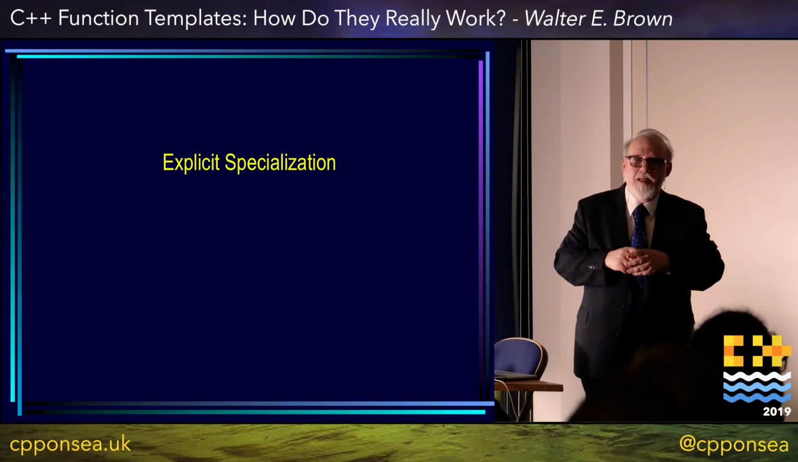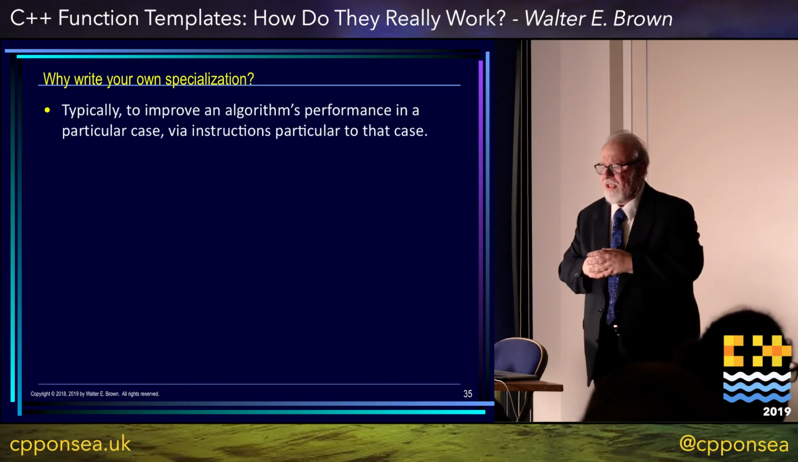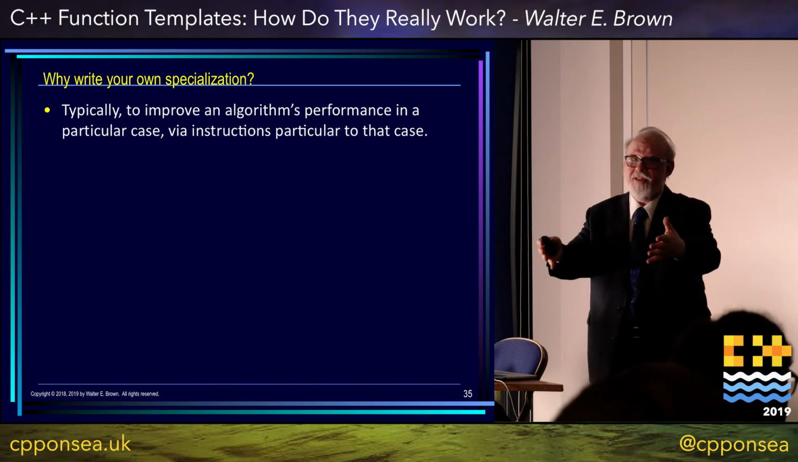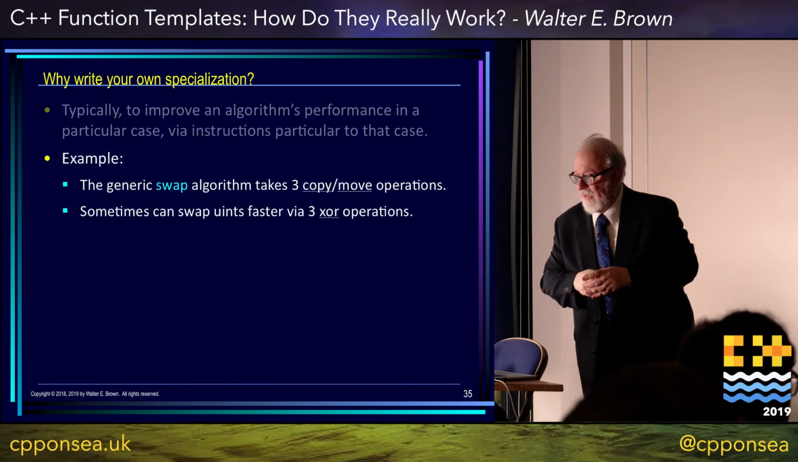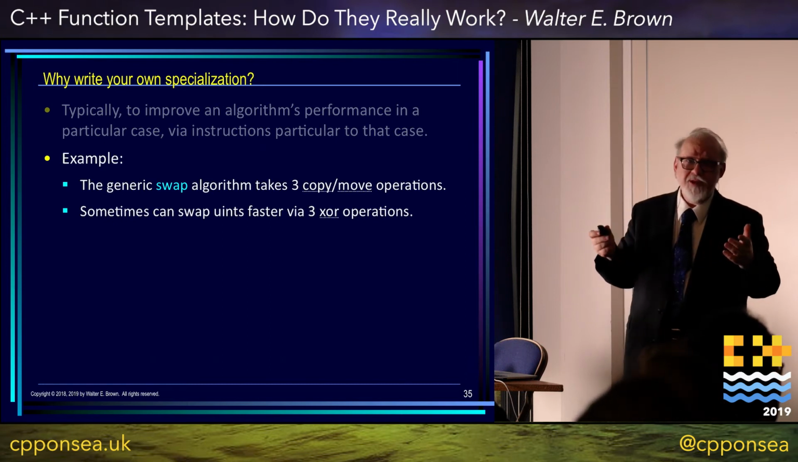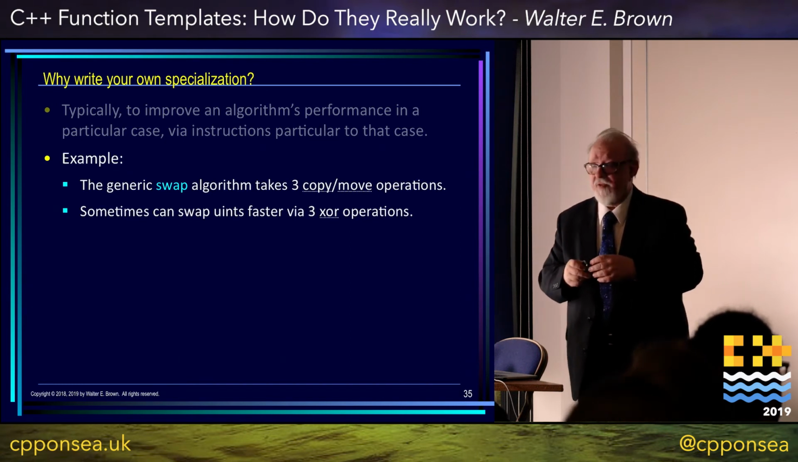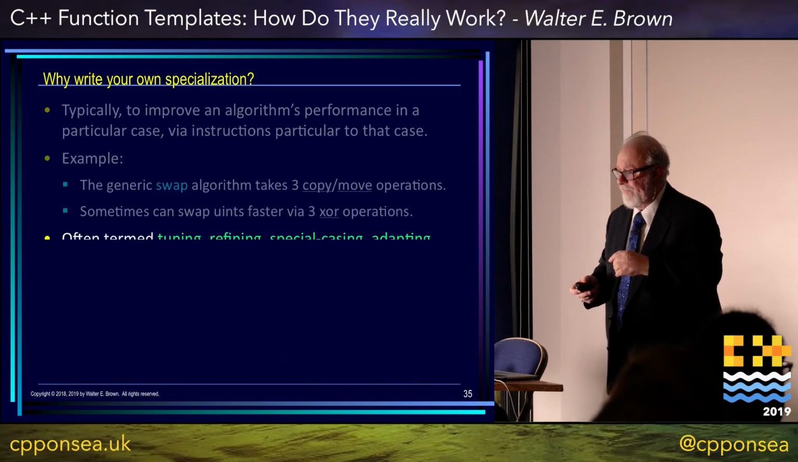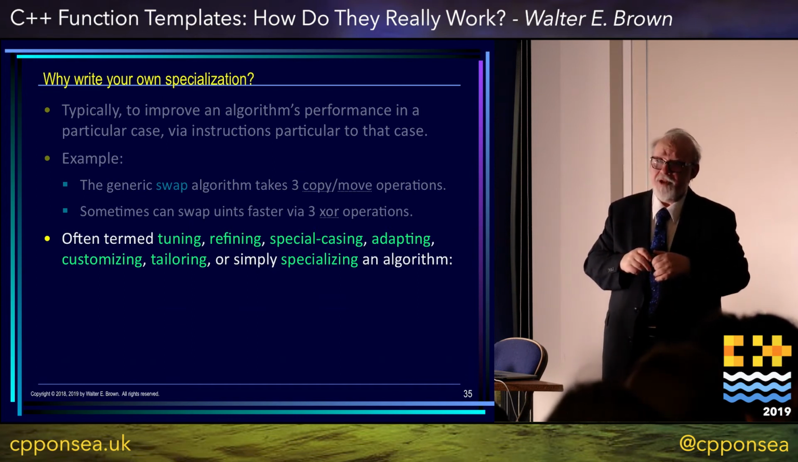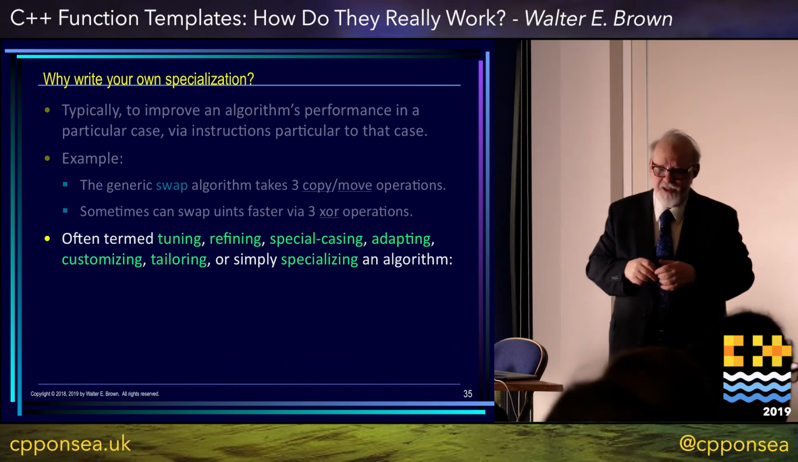Okay. Now let's look at explicit specialization. As we said earlier, typically this is done to improve algorithmic performance in some specific case by putting down some instructions that are specific to that case. And I mentioned this already, the generic swap algorithm has 3 copy or move operations, but sometimes you can swap unsigned ints by doing XORs, and in some architectures that's a lot faster. So that might be a good reason for an explicit specialization. There are other names for this from lots of different contexts. In C++, they all pretty much boil down to the same thing. Tuning an algorithm, customizing an algorithm, tailoring it, just specialize it.